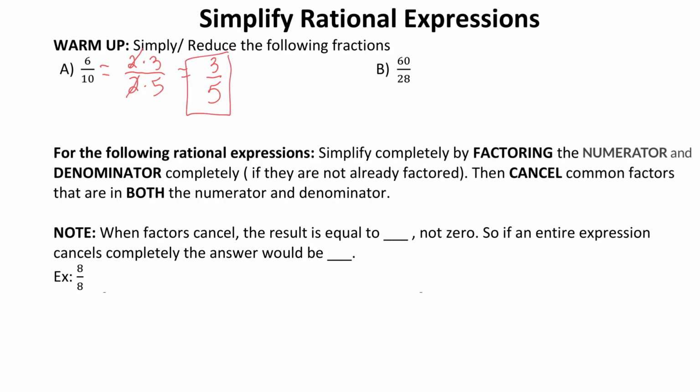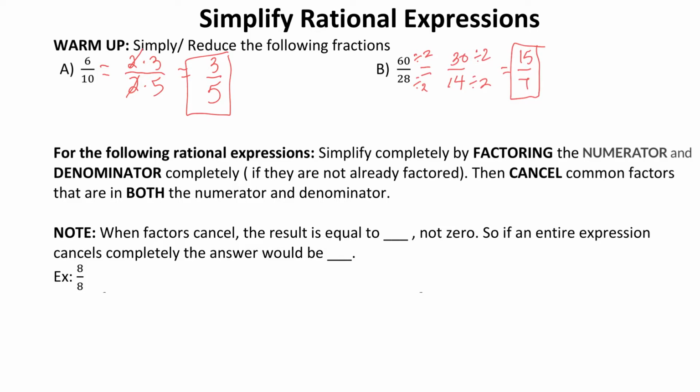Now we can do the same thing with 60 over 28. If you think of breaking down 60 as far as we can go, the first thing I notice is that I can divide both of those by 2. So if I divide this one by 2 and the bottom one by 2, then I will have 30 over 14. I can divide them by 2 again, and that gives me 15 over 7. And 7 is prime, so there's no other way to break that down, so this would be my simplified answer.